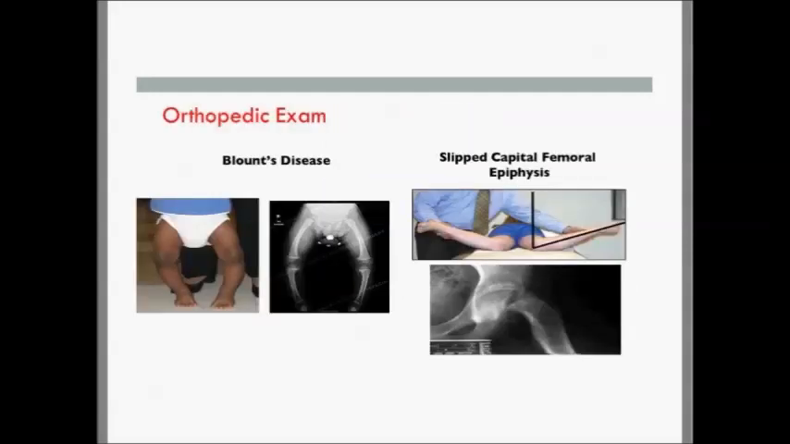Okay, orthopedic exam, you want to look for Blount's disease, which is external tibial bowing. You want to look for slipped capital femoral epiphysis, which is pain along with a limp related to disruption in the growth plate of the femur.